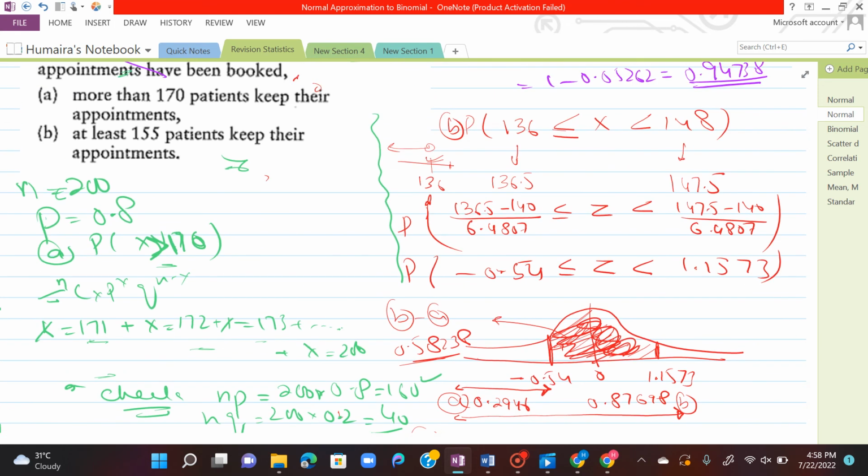And the same goes for the B part. You can do this easily. The only thing required is: at least means now it's greater than or equal to 155. So obviously when I convert it with the continuity correction, it will be x greater than or equal to 154.5. The rest of the working will be the same. I hope the approximation method is clear to you.